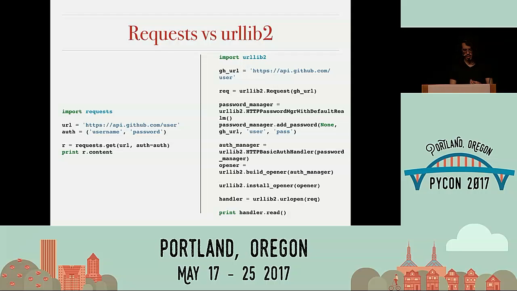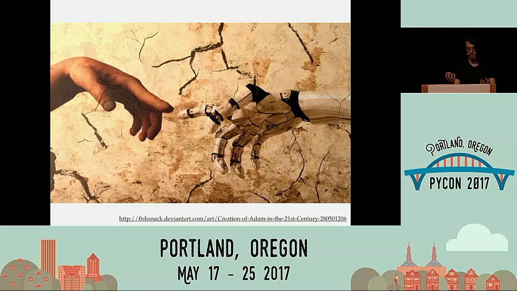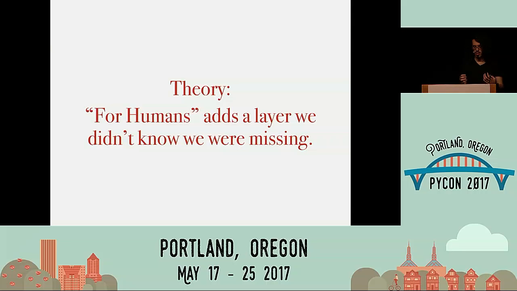But urllib might be the wrong level for you, but it might be the right level for people who are developing libraries around HTTP. And so maybe it's OK that some APIs are closer to the machine and some APIs are closer to the human, and perhaps we need both of these, right? And so all these libraries that are for-humans libraries add these layers that we didn't know we were missing. This is my theory: we were sorely lacking these layers, and once people created them, it was like, oh my god, this is the best thing ever, right? This is saving me so much time.